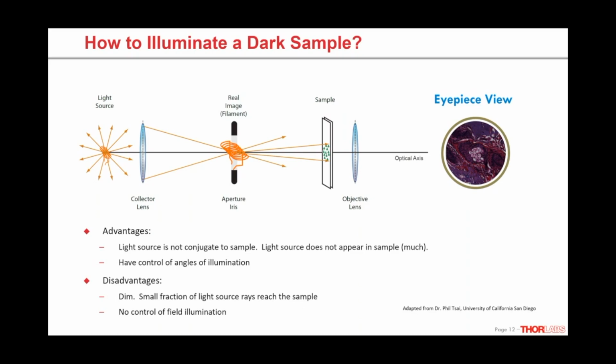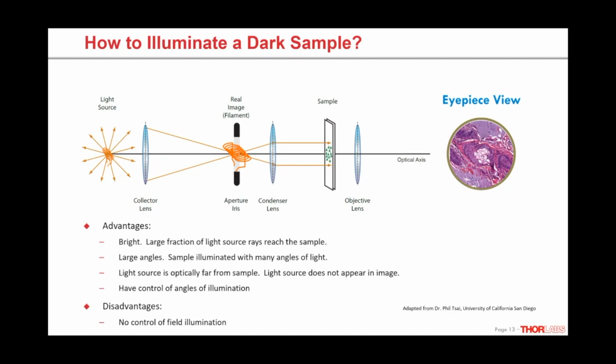To improve upon the fact that the light source is showing up in the image, we can move this entire structure away from the sample. So now the advantage here is, since the relayed image of the light source is far away from the imaging plane of the objective, we don't see it in the sample. But once again, we have the problem that only a fraction of the rays from the light source are making it through the sample and into the objective, and the pathway is inefficient and the sample appears dim.